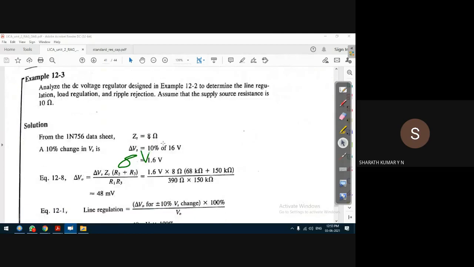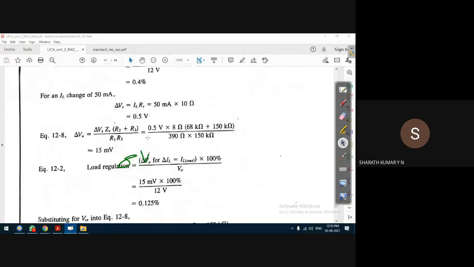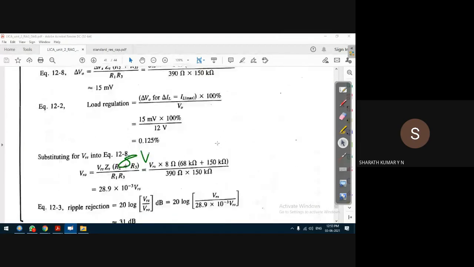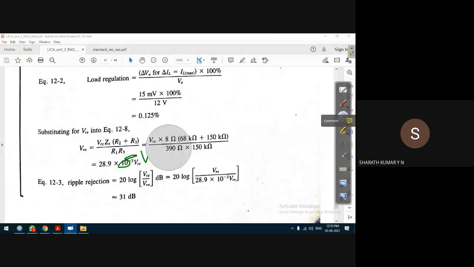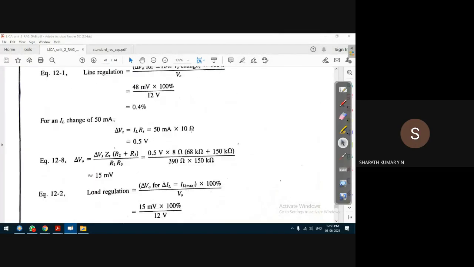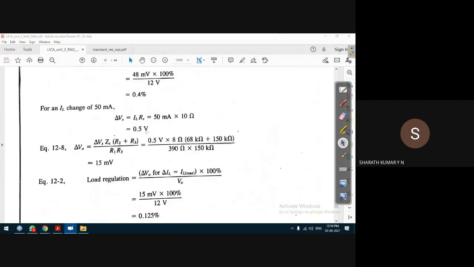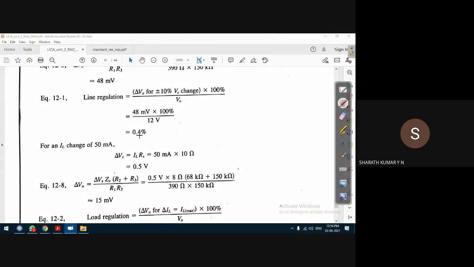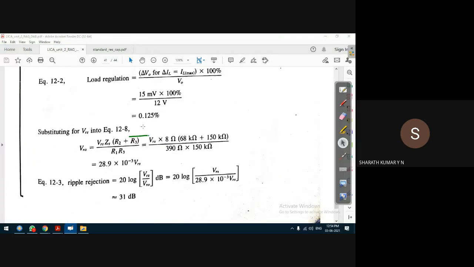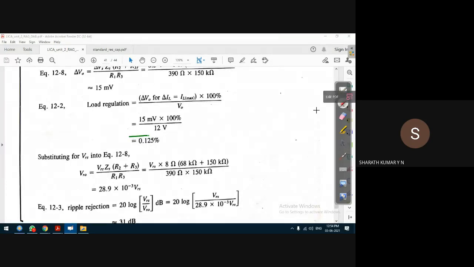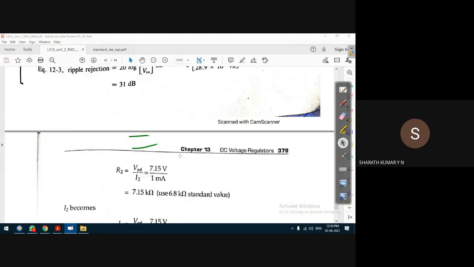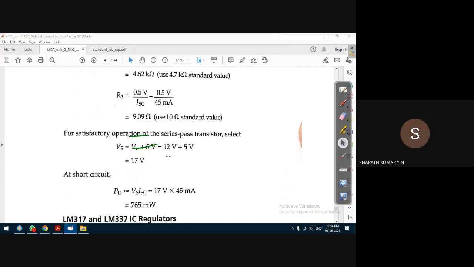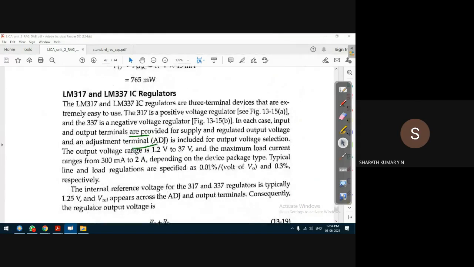So that's about analyzing the regulator. Let's go through this problem. In similar lines, maybe regulation calculations. The regulation is much smaller. In this numerical problem, if you go through this, regulation has further reduced. That is the important factor here. Regulation has further decreased.